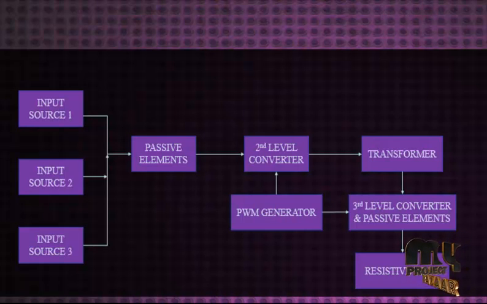Generally, the sources are at the first level, where the input is DC. After that, the second level converter converts it into AC, and after that the AC supply is converted into DC in the 3-level converter.